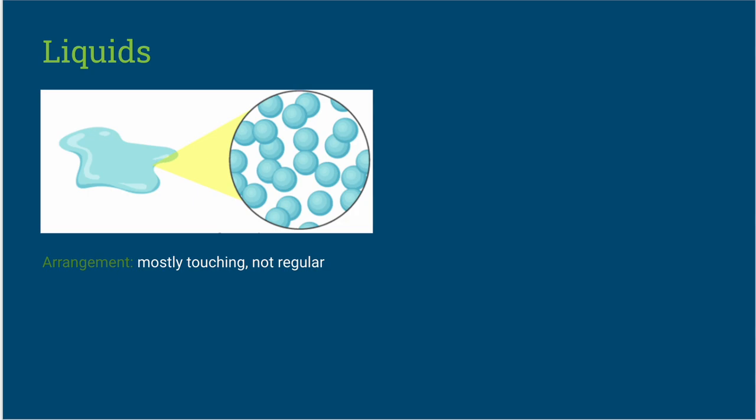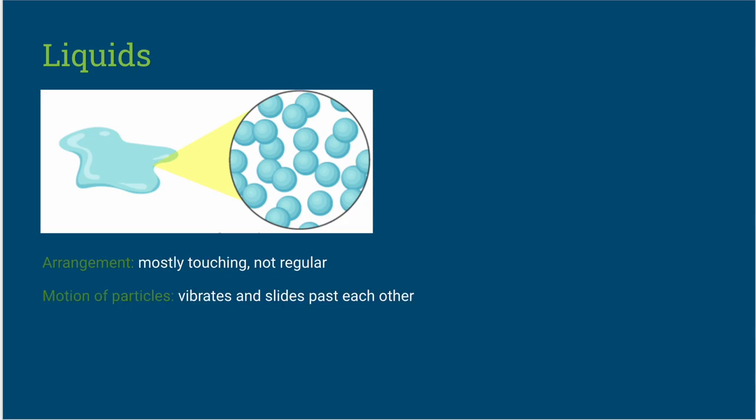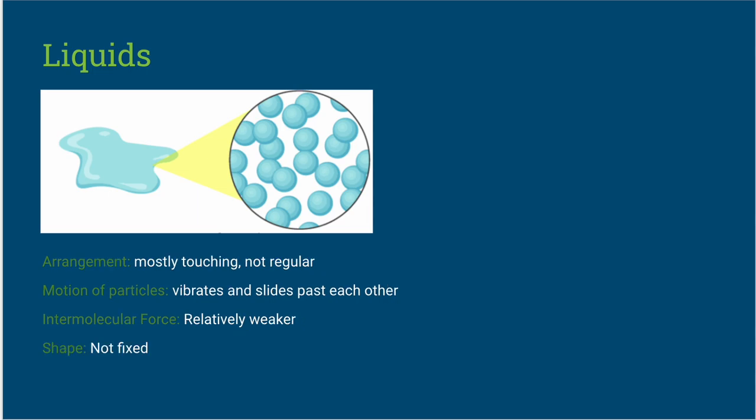So for liquids, they are closely packed together and mostly touching, but they are not arranged in a regular way like solids. The particles vibrate and slide past each other, and the intermolecular forces that hold them together are relatively weaker when compared to solids. The shape is not fixed, since a liquid tends to take the shape of the container it is in, and they are also not compressible.